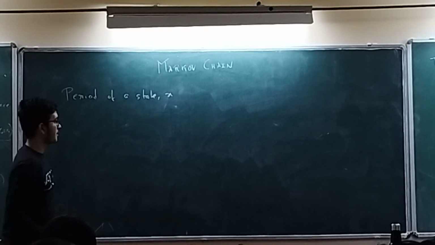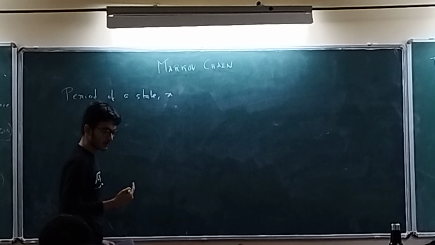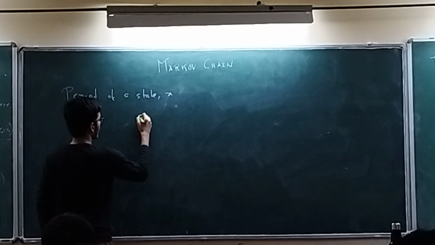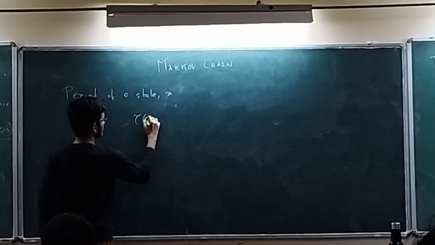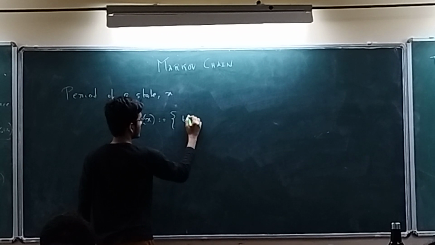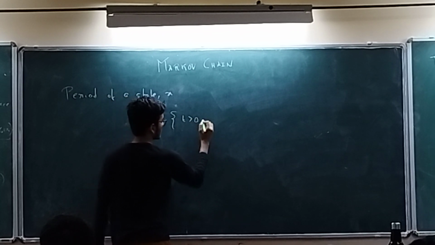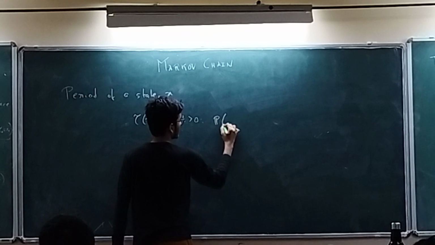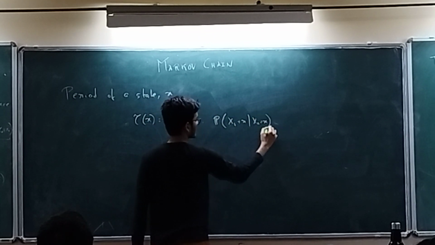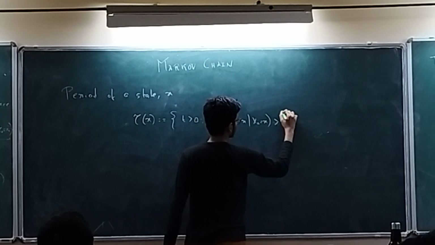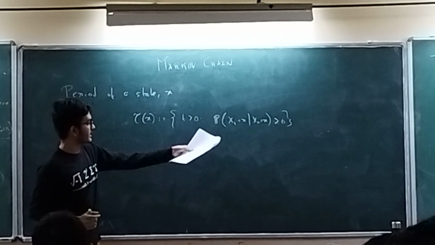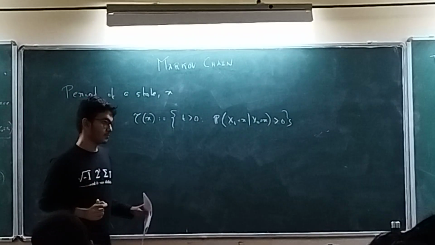So, what is happening here? I am looking at the time at which the chain can return to its original state. So, tau of x is the set of all n greater than 0 such that the probability that X_n equals x, given X_0 equals x, is positive. So this is the set of all times at which it can return to x with some positive probability.